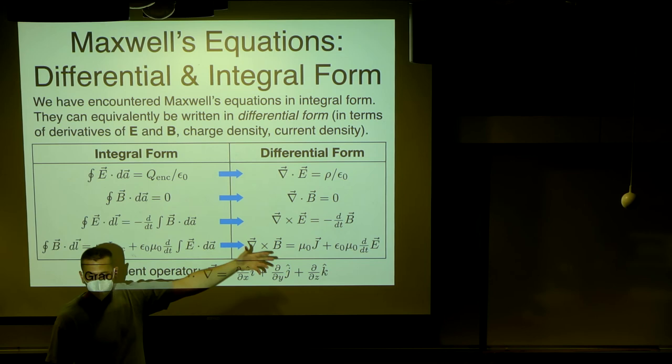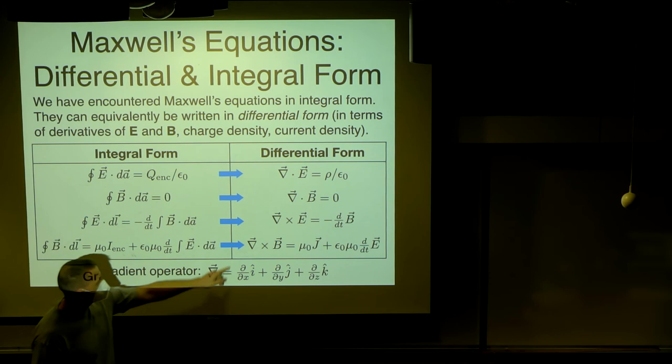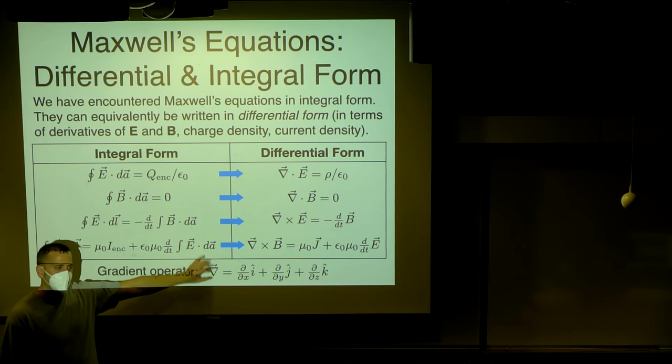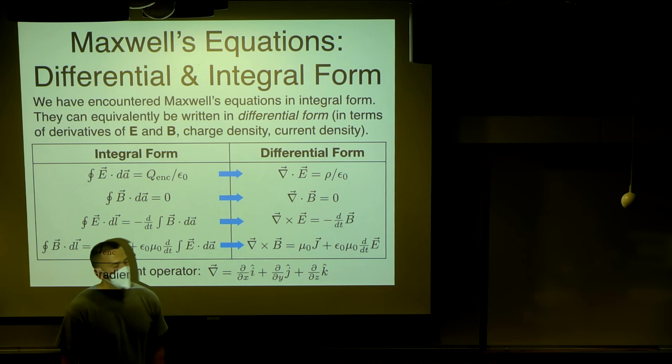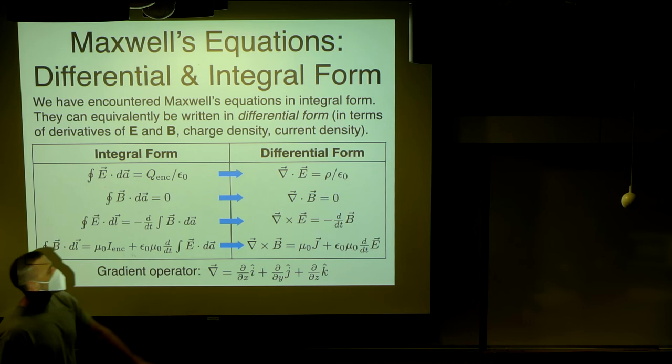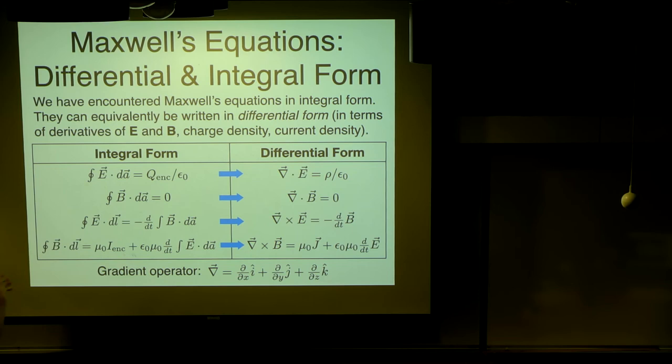And this thing that you see here is called the gradient operator. We've all heard of this before? Okay. So it's just a shorthand way of writing a derivative along each coordinate direction. So you can write them either way. We're going to stick to the integral form in this class because the differential form requires some calculus that you haven't seen before, right? But you can switch between the two, and if you take more advanced E&M, you'll learn how to switch between the two. Okay? So I'm just going to skip ahead. Don't feel the need to write all that down. I just want you to be aware there are two different forms. Okay?